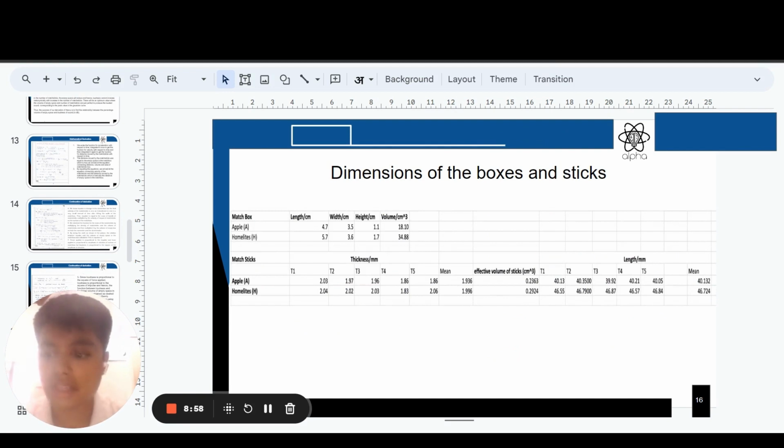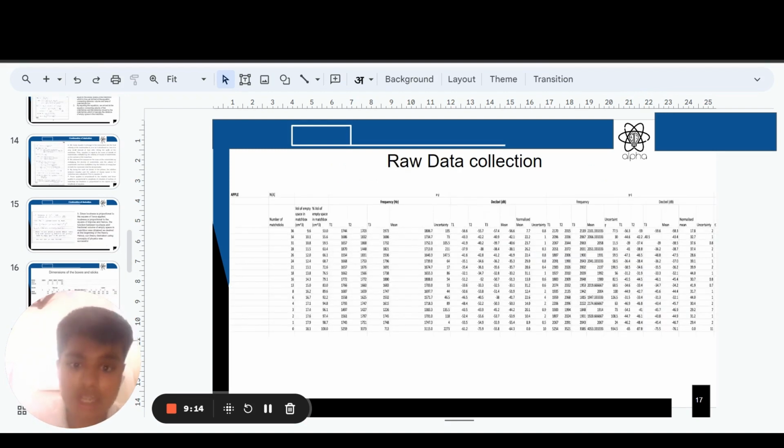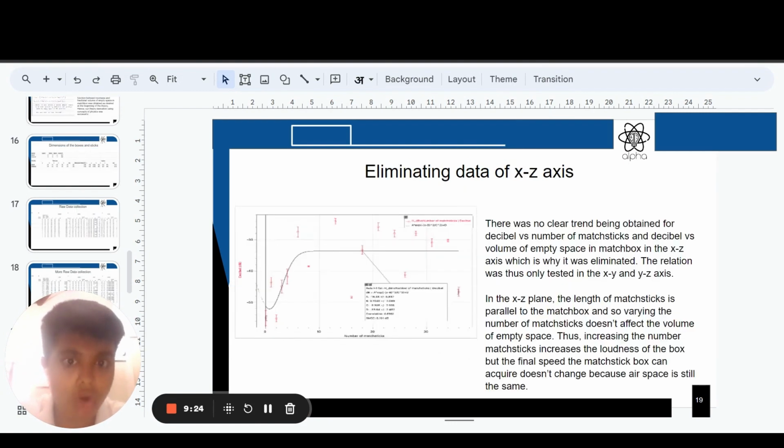So these are the raw data values which I got. It is for Apple Matchbox and Homelight Matchbox, their volume and the effective volume of the matchsticks using thickness, length, and height. Then this was the raw data collection done for all the different numbers, all the different axes and the different matchboxes. And this is more raw data collection.